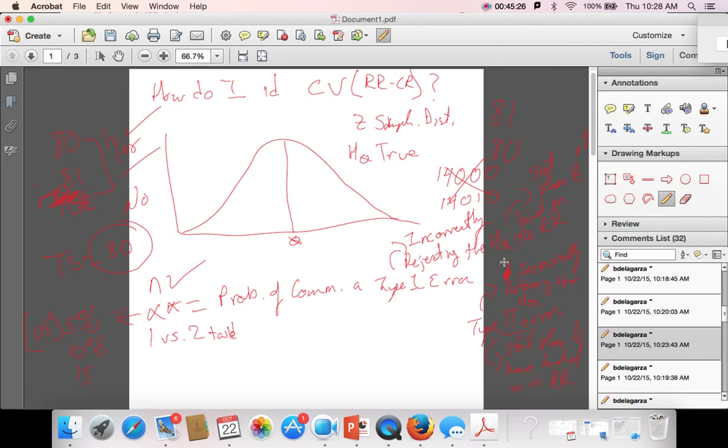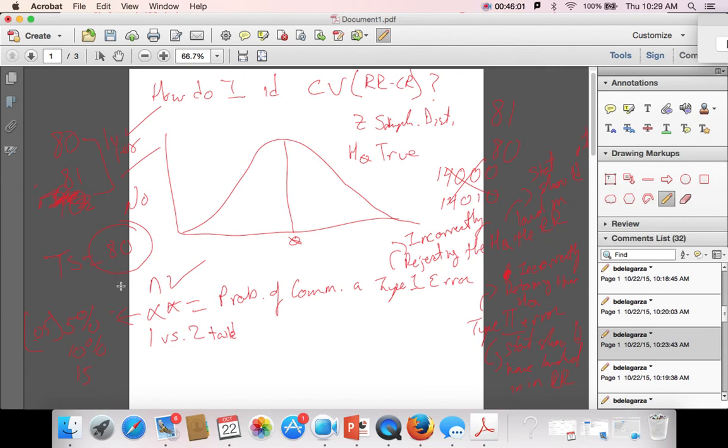Because now there's a higher rate of me saying, hey, the difference between an 81 and an 80, that's a true difference, when in reality there should be no difference between those numbers. Okay? And that's what I'm trying to avoid. I'm trying to avoid making this mistake of saying that there is a difference when in reality there is no difference. So what we do as researchers in the behavioral sciences, we keep this number low. 5% is a pretty conservative value, to be honest with you. So that's a very low probability of committing a type 1 error.